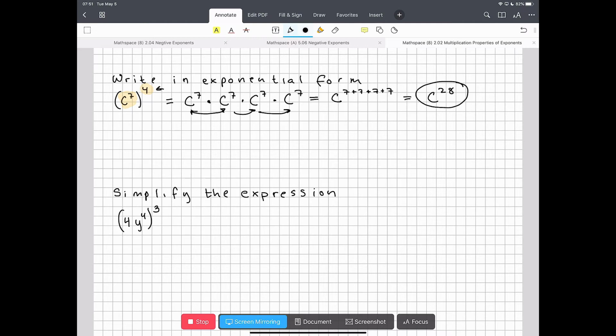We know that repeated addition can be done with multiplication. So instead of expanding this out and then adding all of the exponents over and over again, we can take a shortcut. Instead of the repeated addition, we can multiply the exponents to get the same answer. So this would be c to the 7 times 4, which is c to the 28th. That's for power of a power.